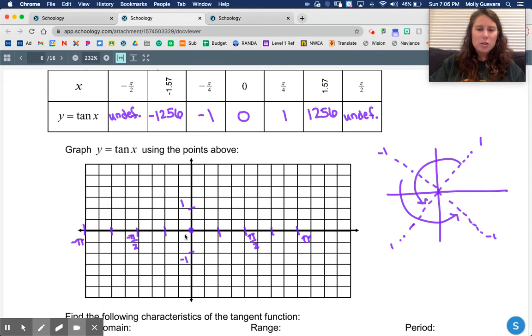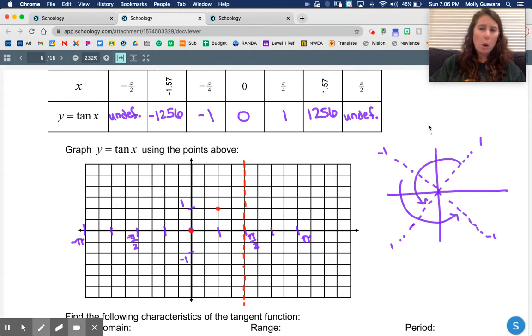Okay, so if I start plotting points, 0, 0 is a point. Pi over 4, which is this tick mark, is at 1. Pi over 2 is undefined. Well, what the heck does that mean? Remember that whenever I have undefined, what that means is it's an asymptote.